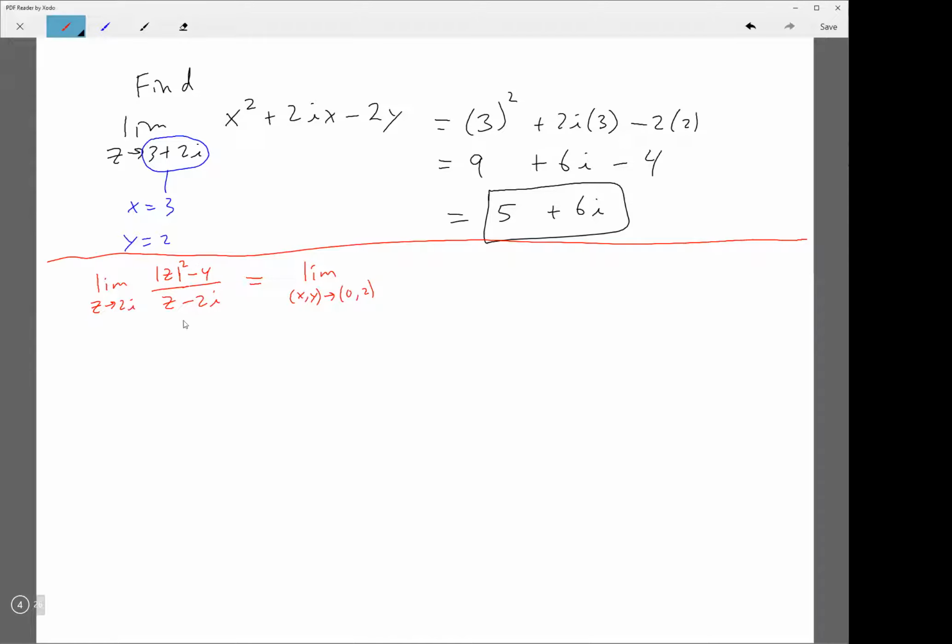And then you can also split this all up into x's and y's. The modulus squared is going to be x squared plus y squared, and then you have a minus 4 there. And then down here, z is x plus iy, and then you've got minus 2i. That's what we're doing, because z is equal to x plus iy.